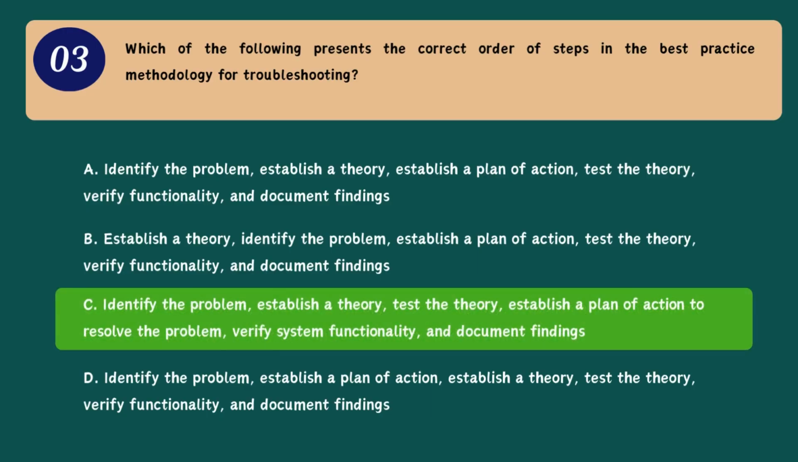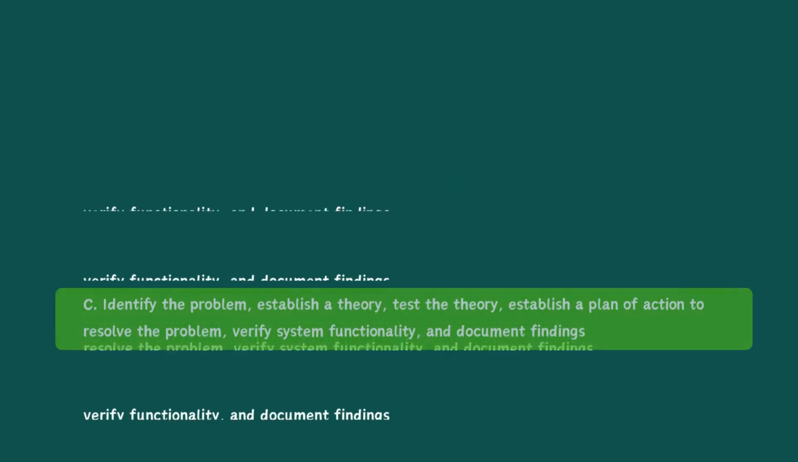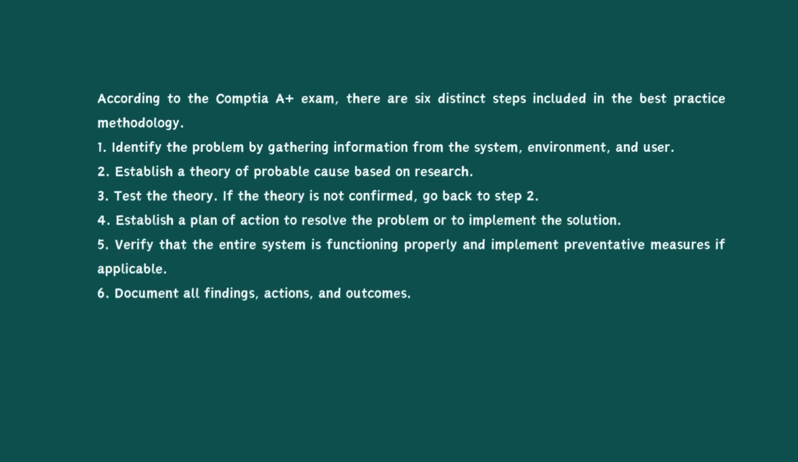Correct answer: C. Identify the problem, establish a theory, test the theory, establish a plan of action to resolve the problem, verify system functionality, and document findings. According to the CompTIA A+ exam, there are 6 distinct steps included in the best practice methodology. 1. Identify the problem by gathering information from the system, environment, and user. 2. Establish a theory of probable cause based on research.